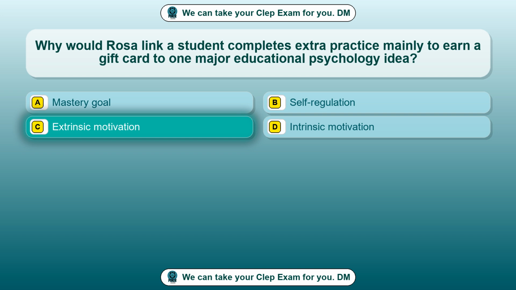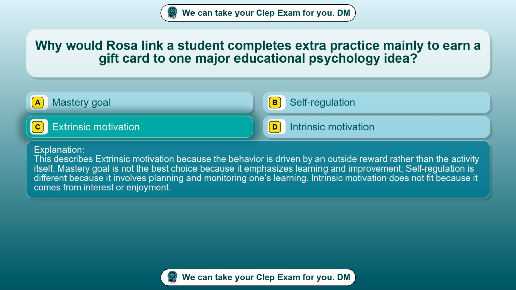Extrinsic motivation. This describes extrinsic motivation because the behavior is driven by an outside reward rather than the activity itself. Mastery goal is not the best choice because it emphasizes learning and improvement. Self-regulation is different because it involves planning and monitoring one's learning. Intrinsic motivation does not fit because it comes from interest or enjoyment.